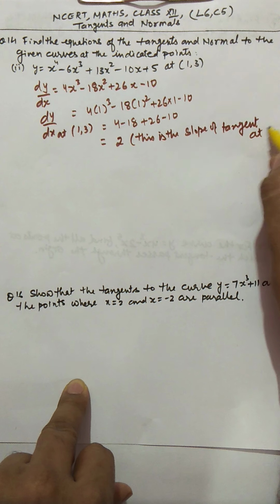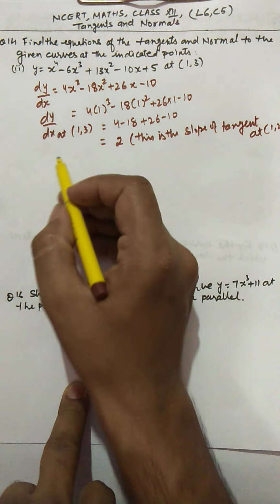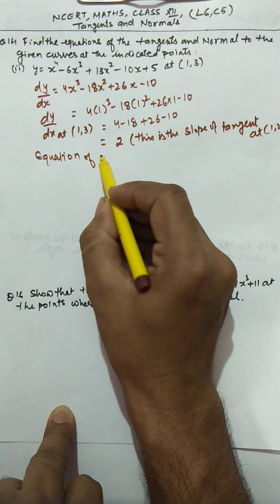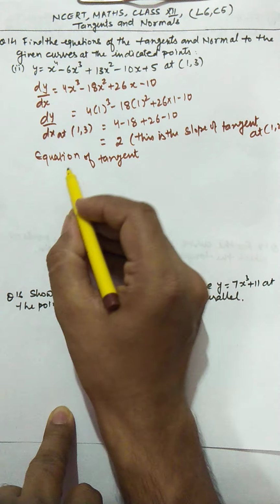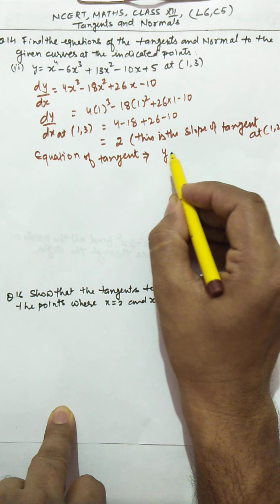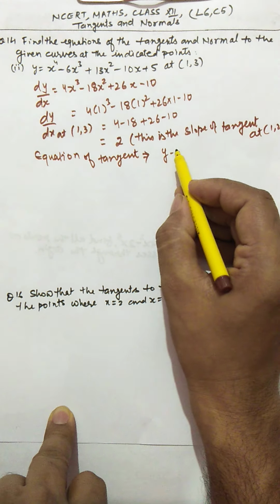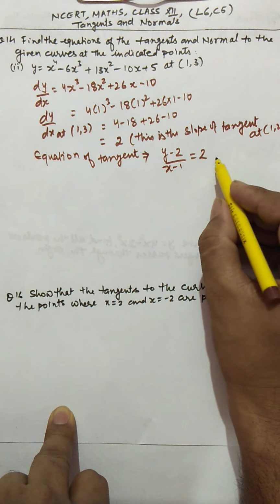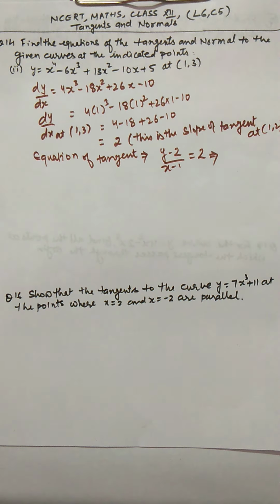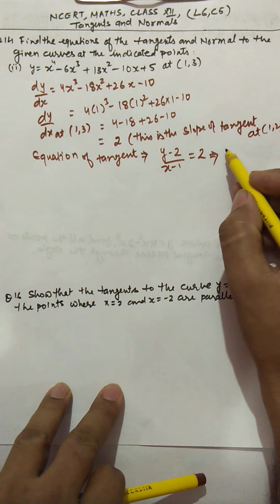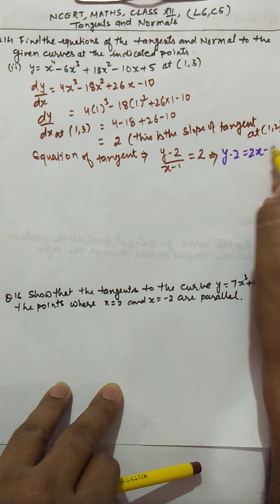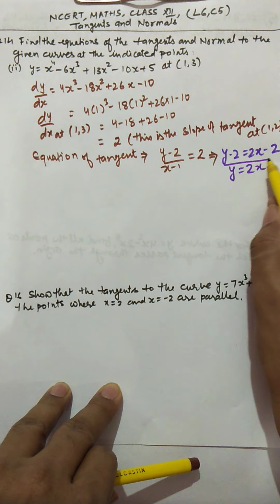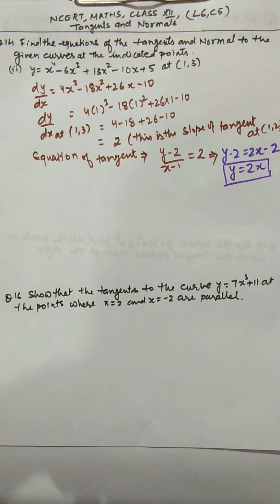Slope of tangent at 1 comma 2. Now we can find the equation of the tangent. We know the formula for the equation of tangent: y minus y1 upon x minus x1 is equal to the slope, and the slope is 2. So you can simplify this, and after simplifying you will get the equation of tangent. This is y minus 2 and this is 2x minus 2. So minus 2 will get cancelled, and this will become y equal to 2x. So this is our equation of tangent.